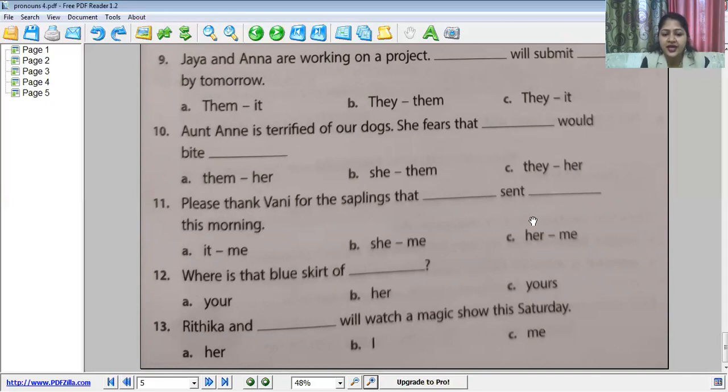Ritika and dash will watch a magic show this Saturday. Ritika and I will watch a magic show this Saturday. So, children, I have told you when you use the personal pronoun I along with any other person, maybe two persons or three persons, first, you will name them and you will place the I after those persons. Okay, Ritika and I, my teacher and I, my friend and I. Okay, children. So we are done with the exercises.